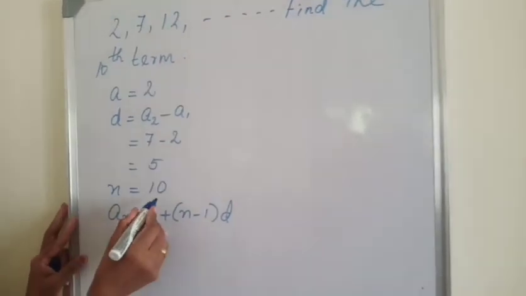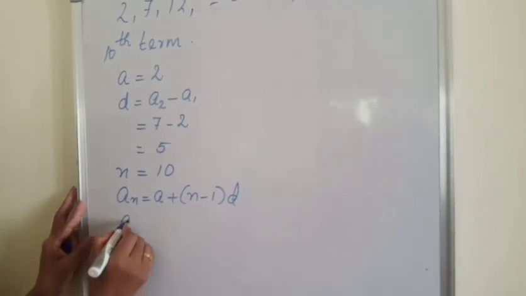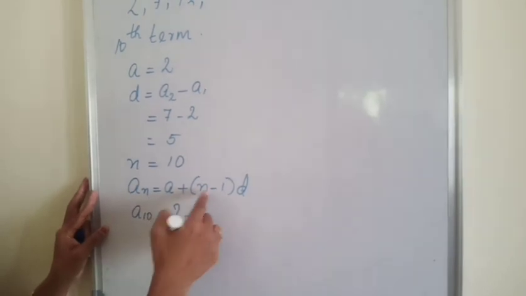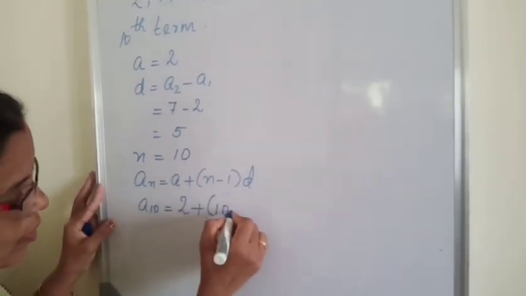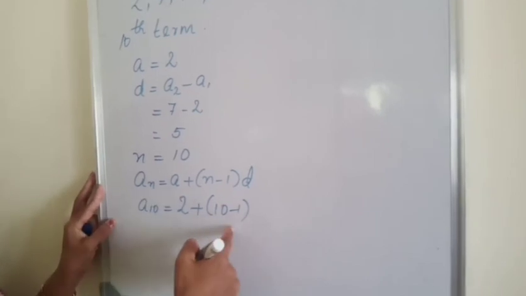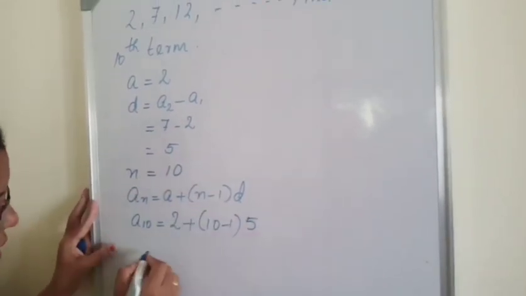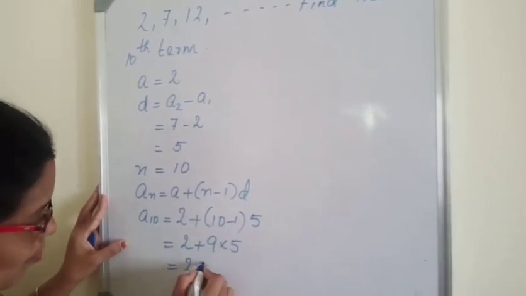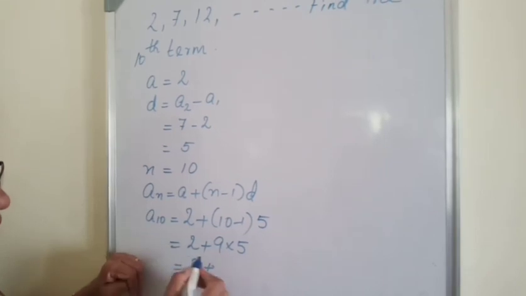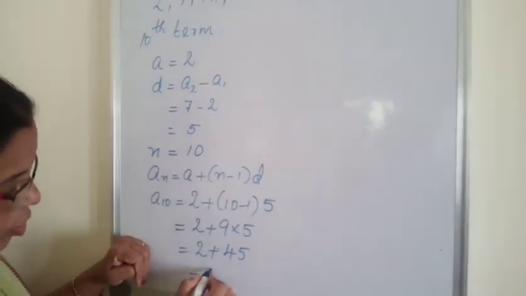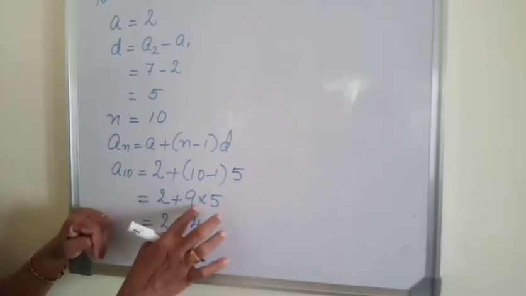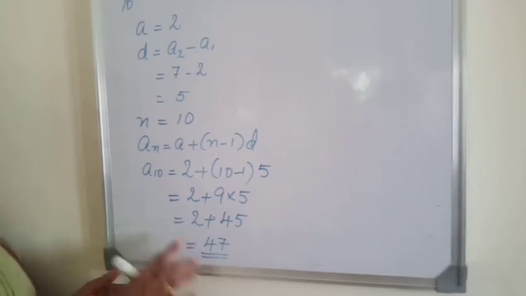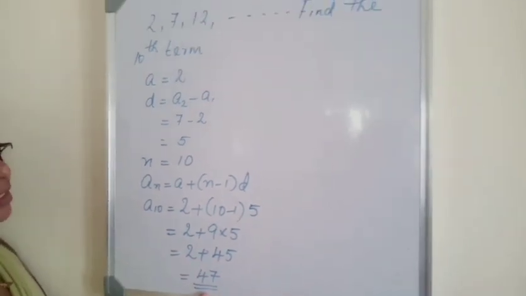So we wanted to find out the 10th term. So instead of n, you have to write A10 equals A is 2 plus 10 minus 1, you can write it directly 9, into D which is 5, equals 2 plus 9 into 5, equals 2 plus 45. Total is 47. Don't add 2 and 9. 9 into 5 first you should multiply. Then only we should add 2. 47 is the answer. So the 10th term of an AP is 47.